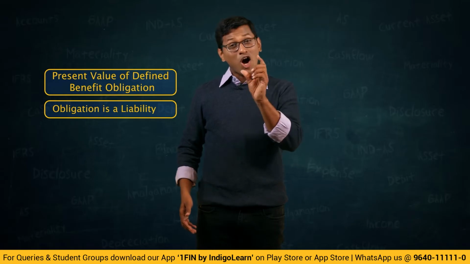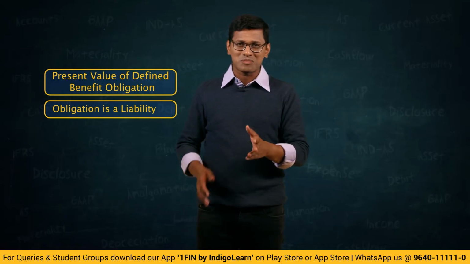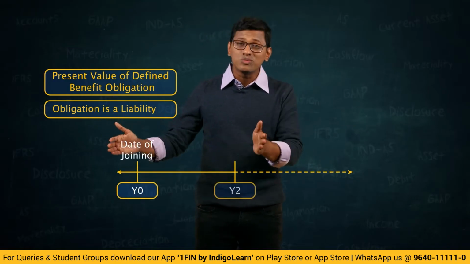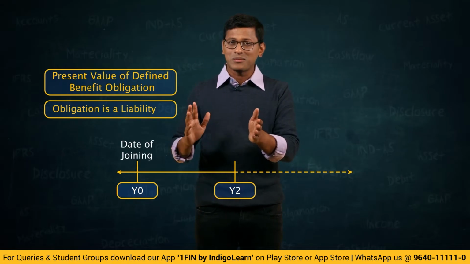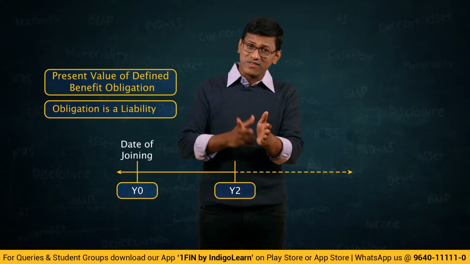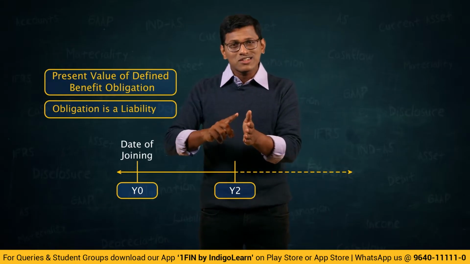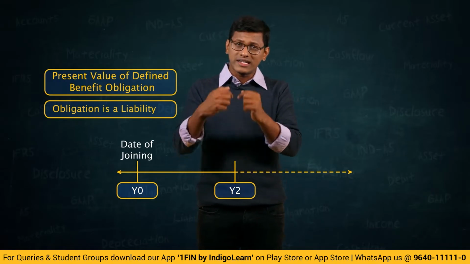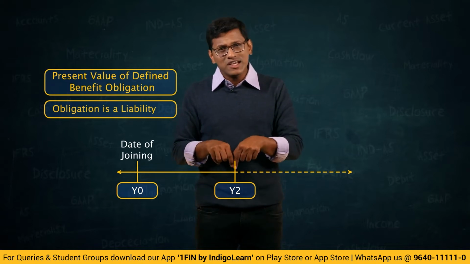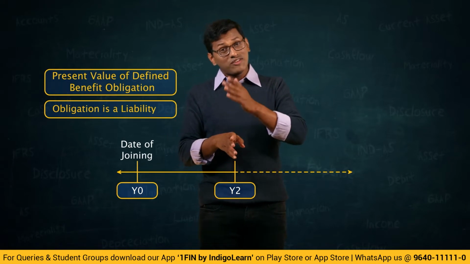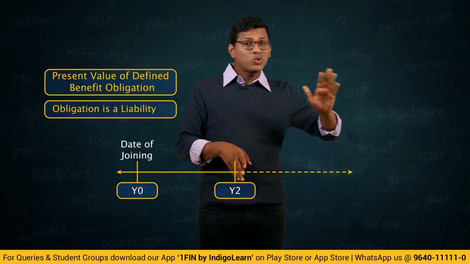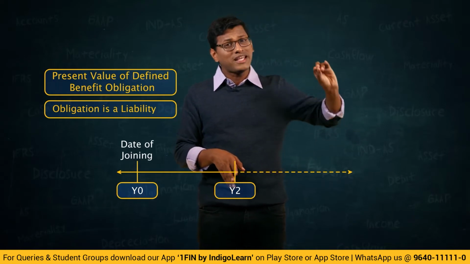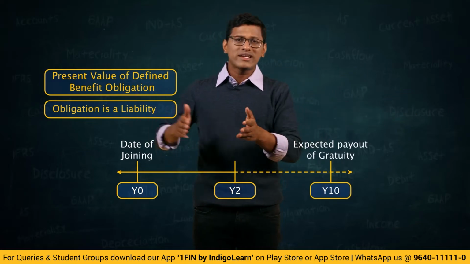So, when I talk about obligation in this context, defined benefit obligation, you joined the company at year 0, okay? You are now at year 2, 2 years of service is done, right? Now, listen carefully. For 2 years, whatever gratuity you are entitled to, you will not receive now. When will you receive? An employee will receive this only if the employee completes 5 years of service, then the employee is entitled to gratuity. Assume that the employee is expected to serve the company for 10 years. Now 2 years completed, 8 more years.